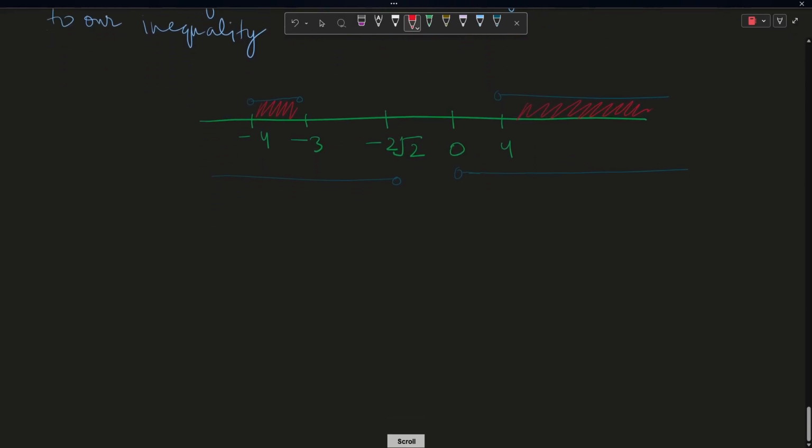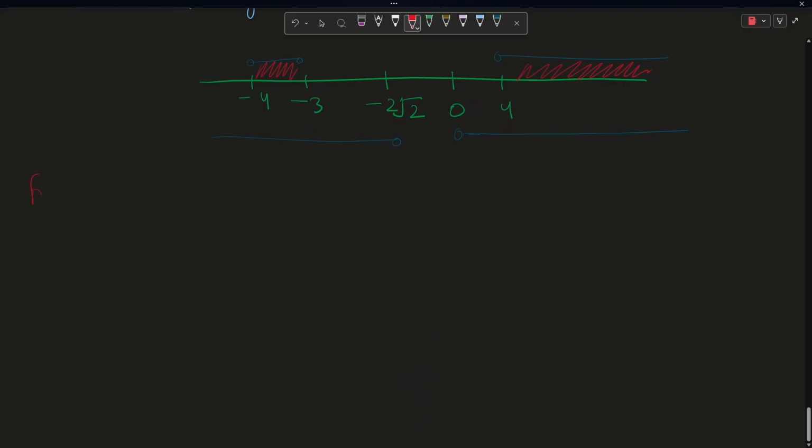If this is the common part, I can say the final answer for the above inequality will be x belonging to minus 4 to minus 3 union 4 to infinity. This will be our final answer.